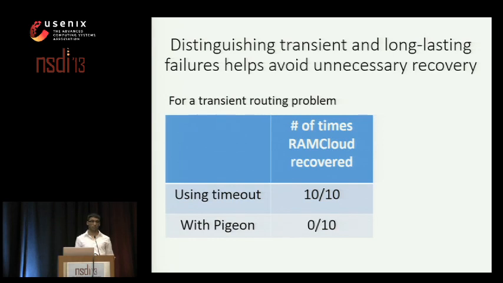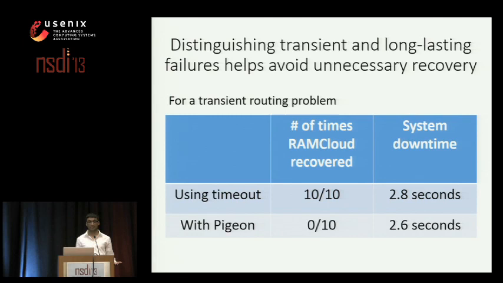It is important to avoid this recovery because, first, it is unnecessary, as the client sees the same downtime whether you recover or not. And second, recovery in RAMCloud is very expensive, because a lot of data is transferred from the backups to a bunch of recovery masters in a very short amount of time, and that puts load on the network. So Pigeon helps RAMCloud avoid this unnecessary and expensive recovery.